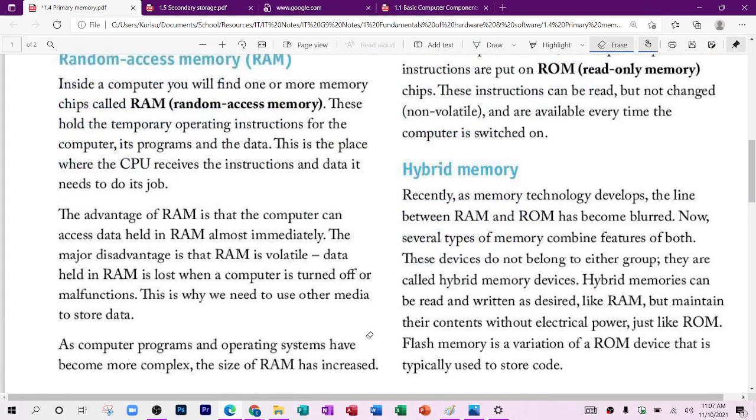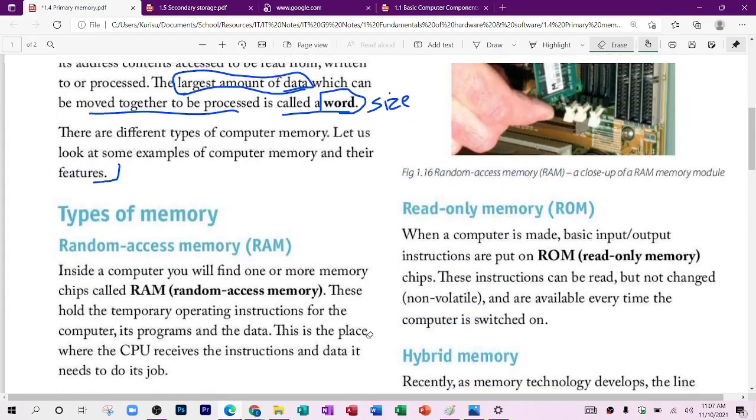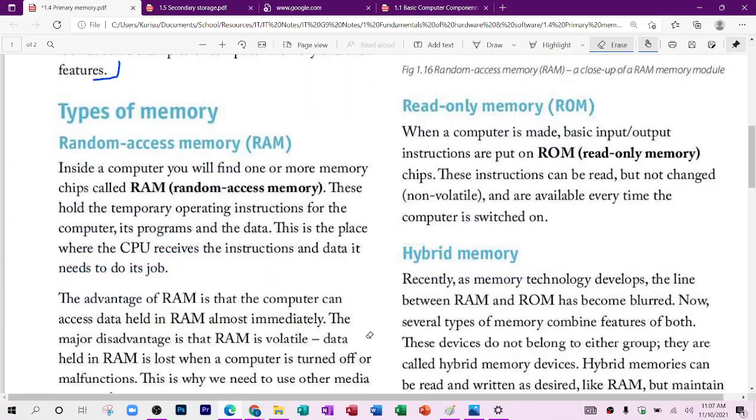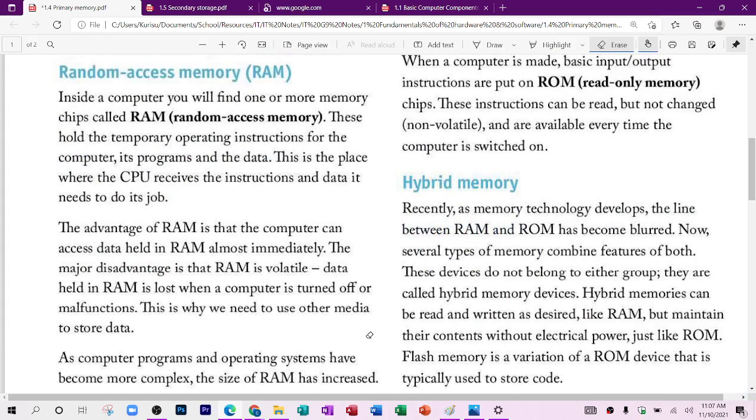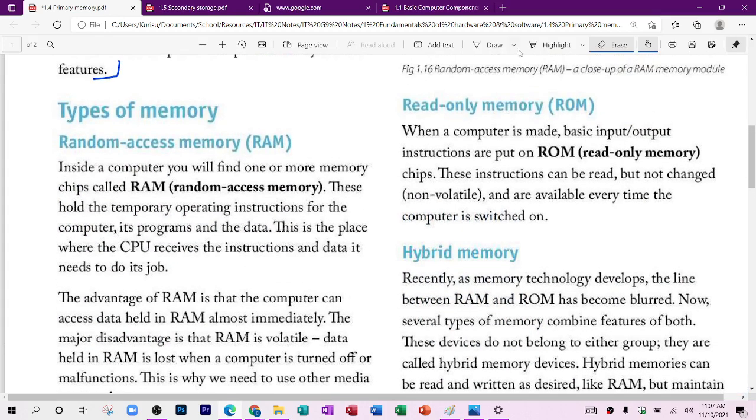So now we're going to head into what are the types of memory. So we basically have, let's see, 3 types of memory. Yes, we have 3 types of memory. We have RAM, random access memory. We have ROM, read-only memory. And then we have hybrid memory. So you have 3 types of memory.